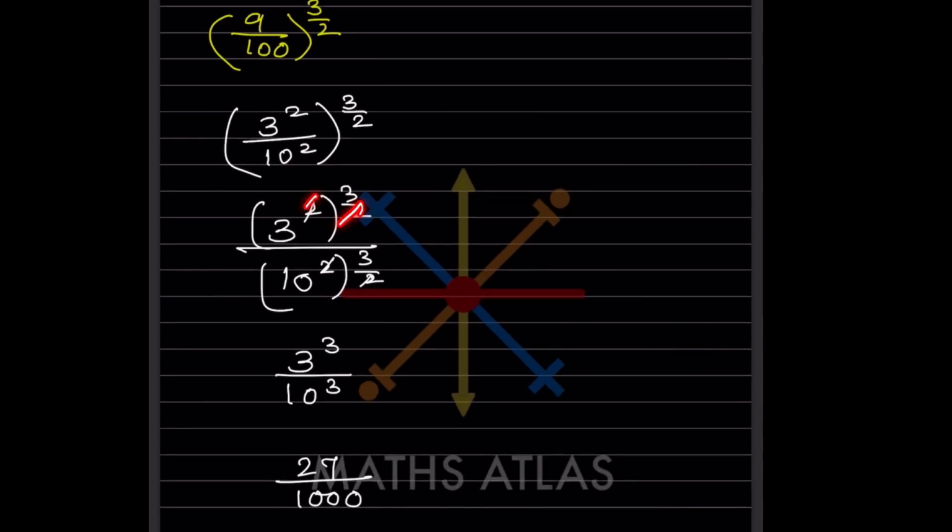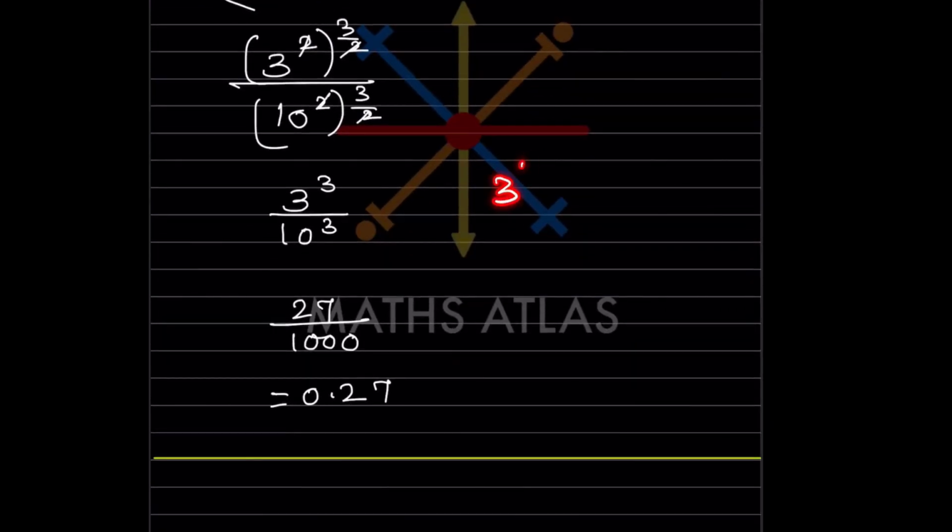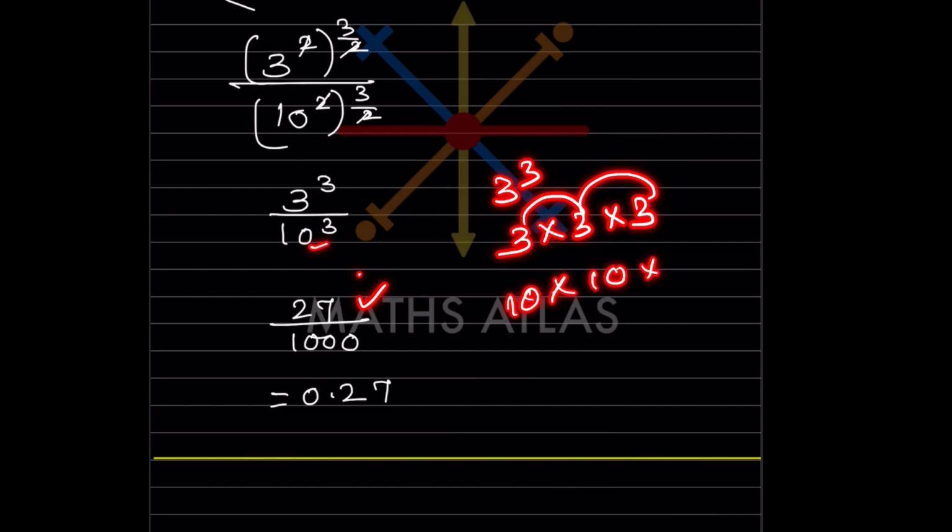Now this and this get cancelled, because you know a raised to m into n will be a raised to mn. So you are going to multiply this one. This and this get cancelled, 2 into 3 by 2. So this is going to be just 3. Again, same over here, this is going to be just 3. When we expand 3 cubed, we multiply 3 into 3 into 3. That is 3 times 3 is 9, 9 times 3 is 27. And this will be 10 into 10 into 10. So we have 3 zeros, that will be 1000.